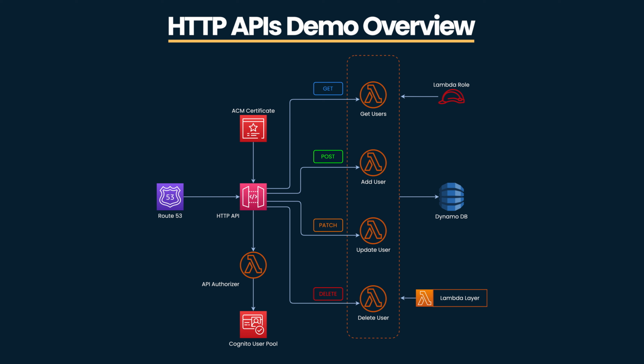I'm also using Route 53 for my custom domain. So this is optional. If you don't have a domain, you can directly use the API endpoint URL. And once we create all these resources using CDK, we shall test the API endpoints using Postman.